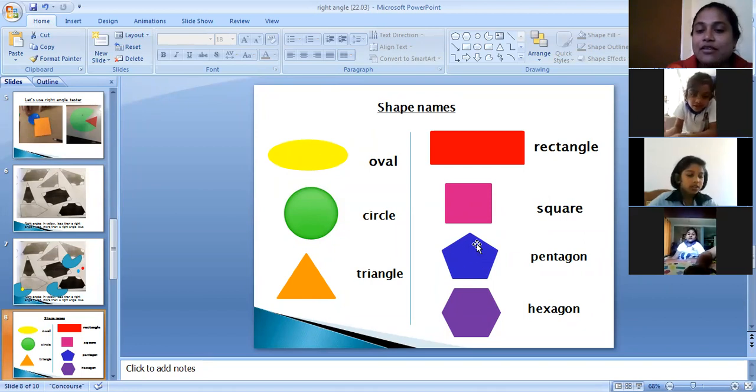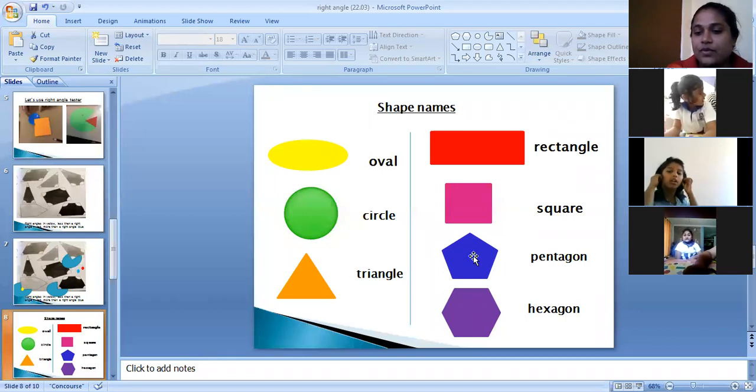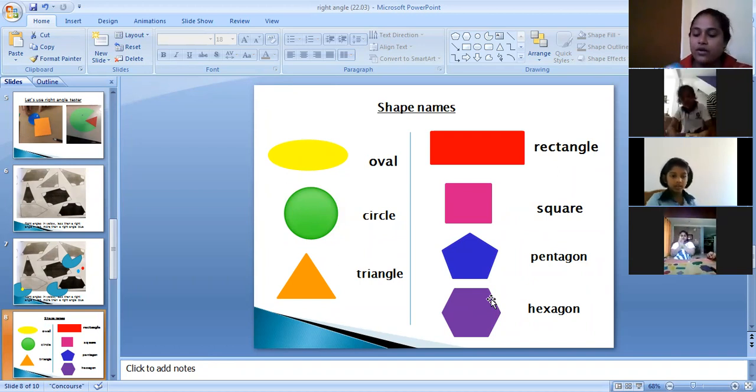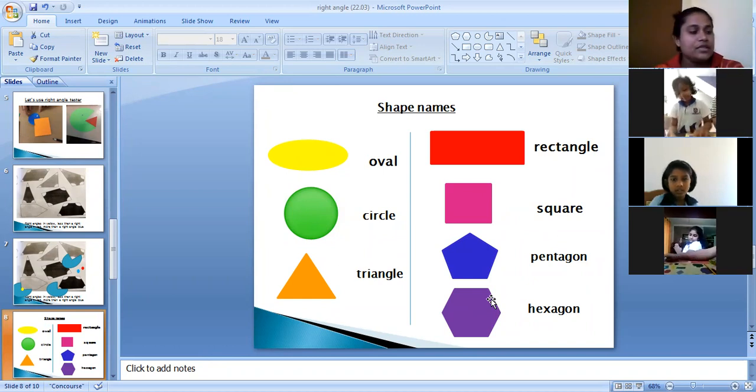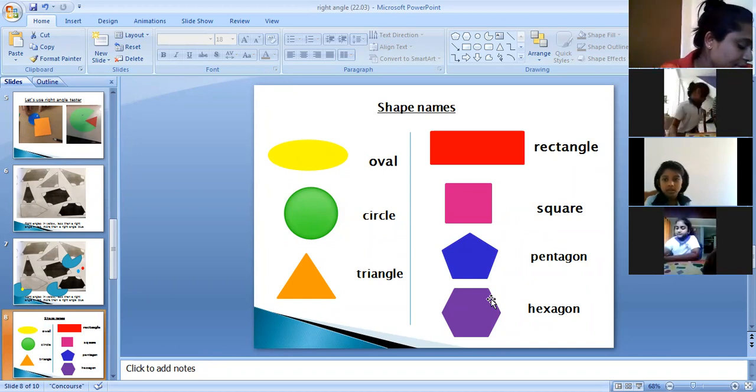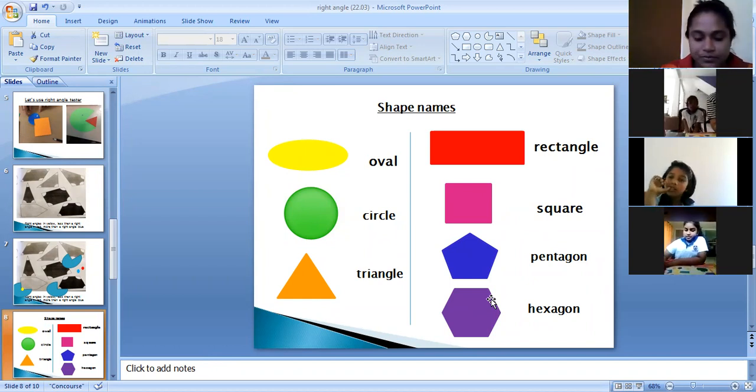This has 5 sides and we call it pentagon. What is it? Pentagon. Hexagon. It has 6 sides and we call it hexagon. With the help of this, now we are going to do the activity on page number 23. It says, join each shape to its correct name.